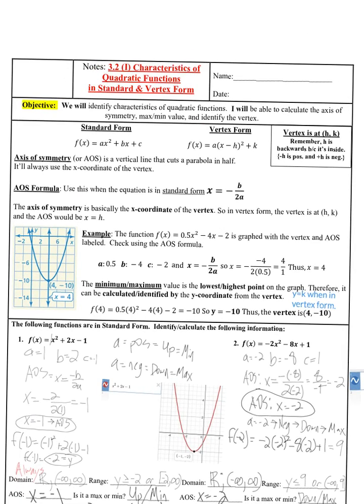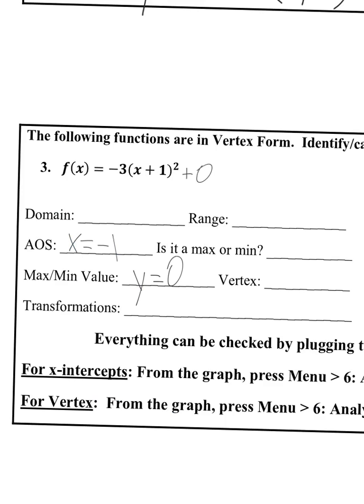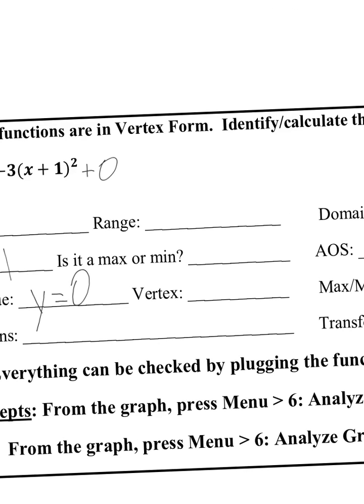But let's get back to the example. So I have my x and my y. That means I have my vertex. My vertex is at -1, 0.